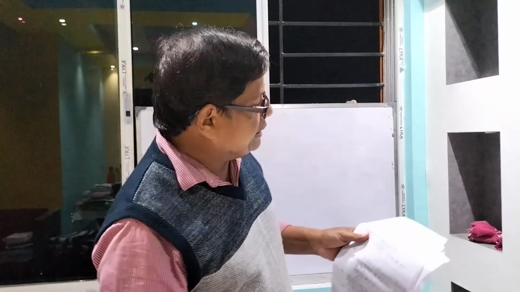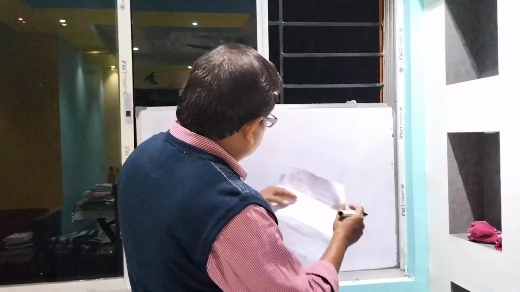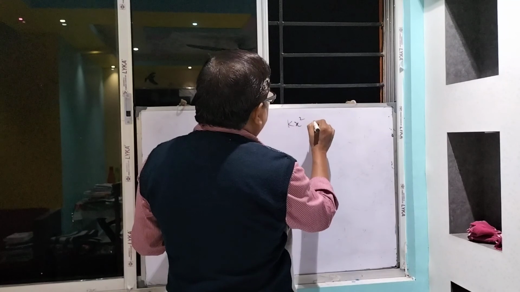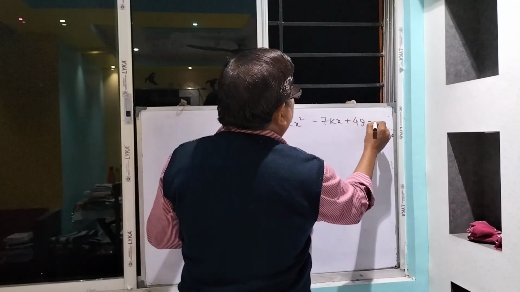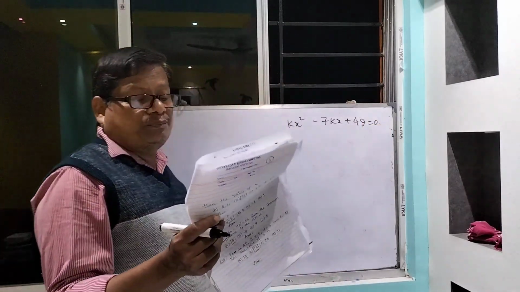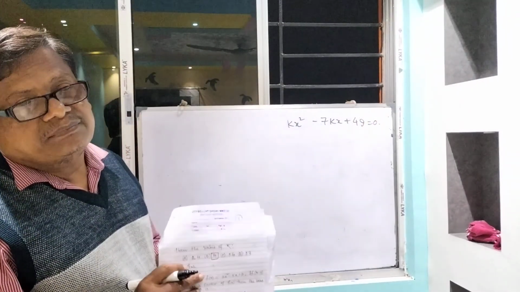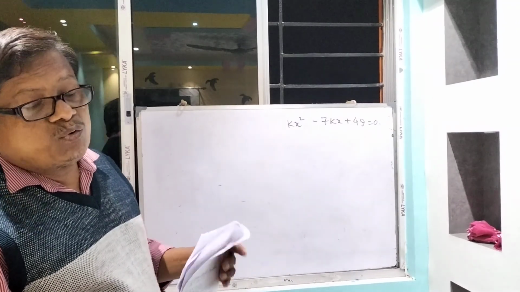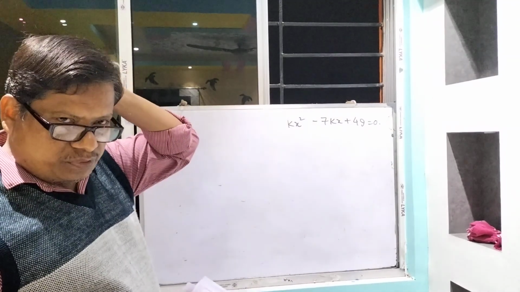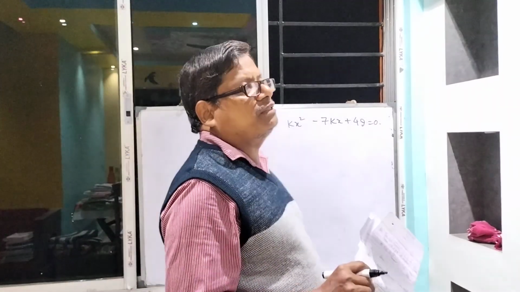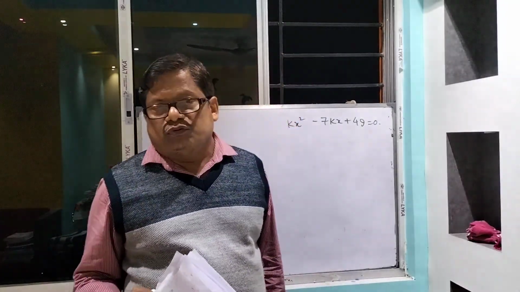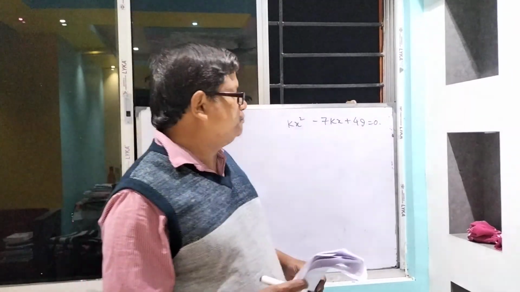Keep in mind. Here the question is given: kx square minus 7kx plus 49 equal to 0. For what value of k does the equation have equal roots? So for equal roots, all of you know the condition is b square minus 4ac equal to 0. This type of question, 100% sure will come in the exam. Keep in mind, 100% sure.